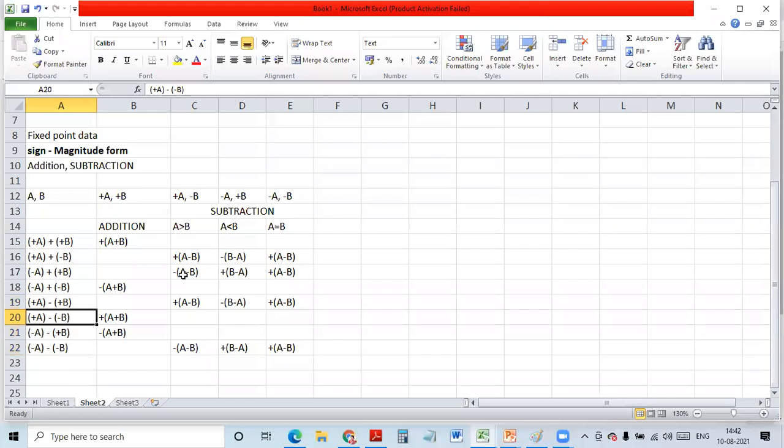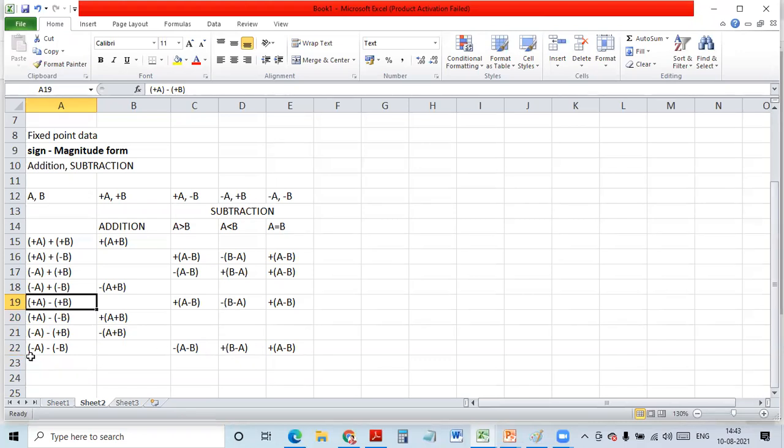Here my operation is subtraction and the sign of the two numbers is the same. Here also, the operation is subtraction and the sign of the two numbers is the same. Then the actual operation performed is either A minus B or B minus A, whose resultant sign is the same as the sign of A if A is greater than B, and the resultant sign is the complement of the sign of A if A is lesser than B.